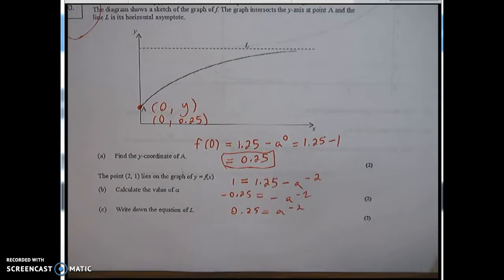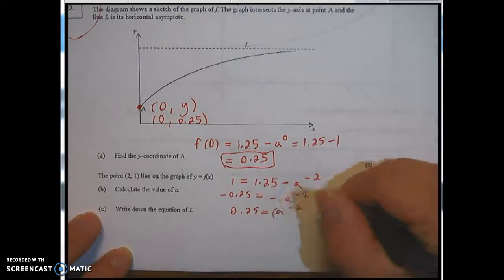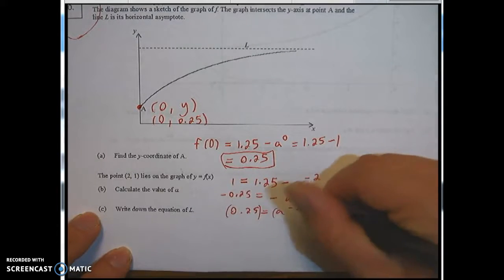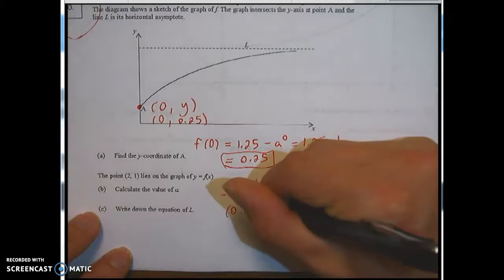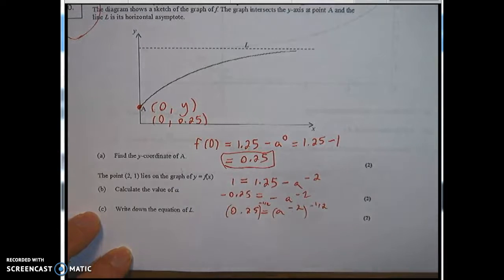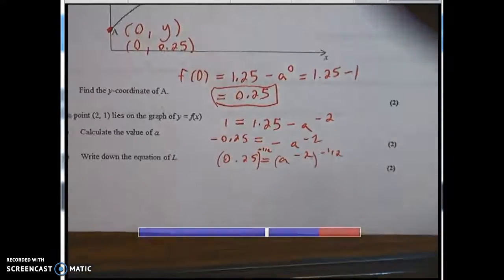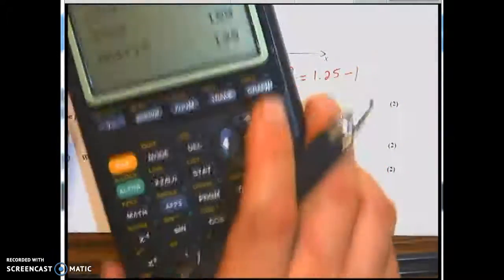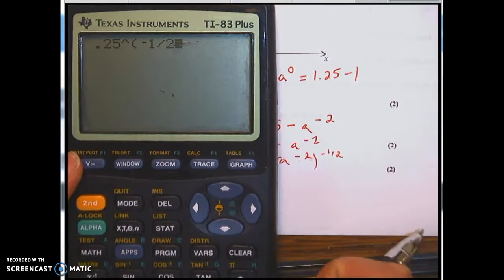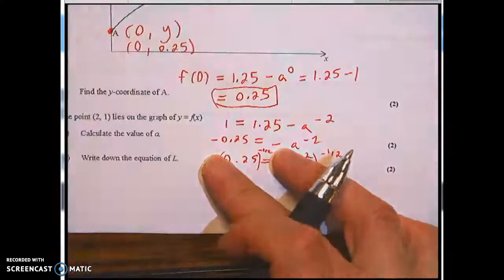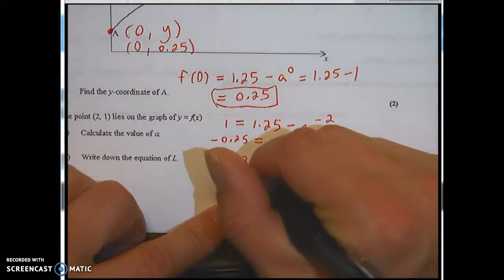And then from here, there's a couple different ways to think about this. But my preferred method, I think, is just to raise both sides to the negative 1/2 power, because those negatives will cancel out, and the 2 and the 1/2 will make this a 1. So it's a negative 1/2 power right there. And when I do that, that's calculator work. So 0.25 raised to the negative 1/2 power is 2. Therefore, a must equal 2.